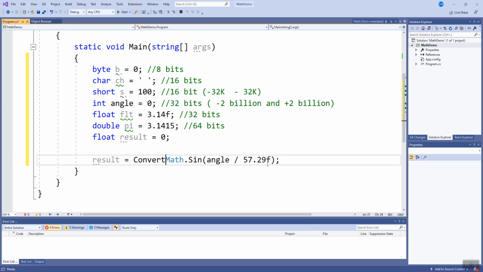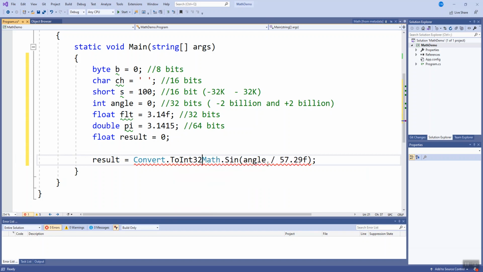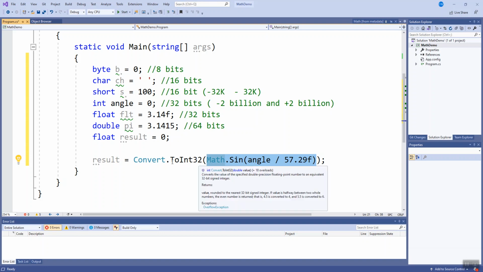The other thing, remember this from the temperature converter, Convert.ToInt32. That's an integer. That would convert the result of this to an integer. This is evaluated from the inside out. So figure out whatever that is, take the sine of it, which returns a double, and then we convert the double to a 32-bit integer.